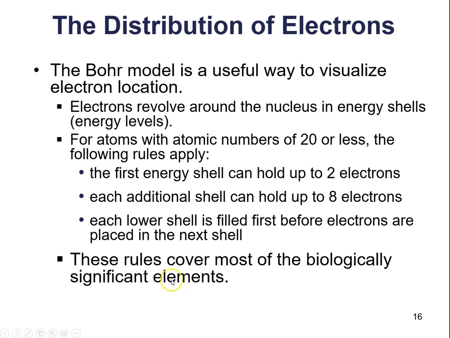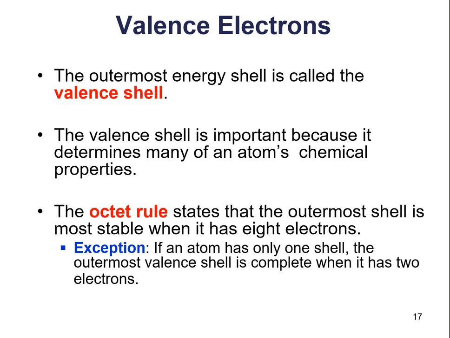So again, this is what we're going to follow because this covers most molecules and most elements that we're going to talk about in biology. That outermost energy shell is called a valence shell. We should know that terminology. And that valence shell is the most important because it's that outermost shell that's going to determine how that atom behaves chemically. How does it form bonds? What does it form bonds with?